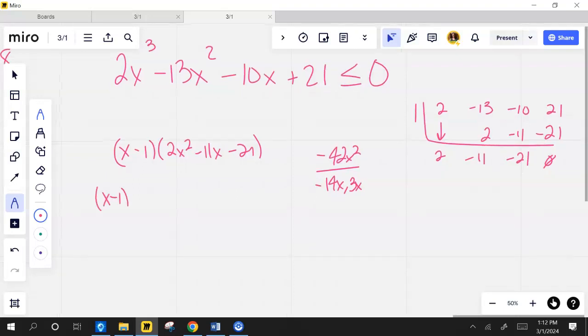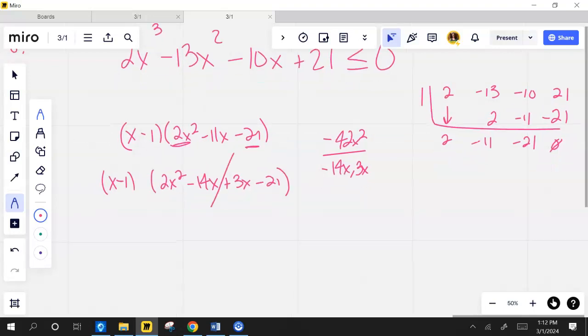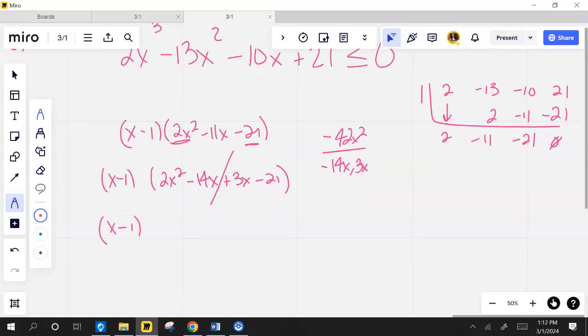So now I have, multiply the first and the last together. Plus 3x minus 21. All right, so I got x minus 1 times. I can take 2x out of these first two. I can take 3 out of those last two, and it leaves me with x minus 7.